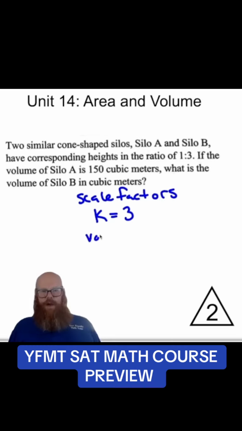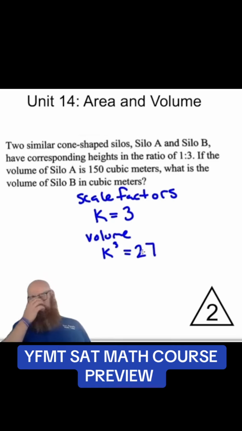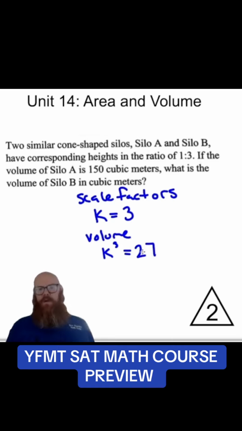Now, when you go to volume, the number that you're multiplying by is always going to be the scale factor cubed. If you were dealing with area, it would be the scale factor squared. So that means I'm dealing with 27. When I go from the volume of A to the volume of silo B, I'll be multiplying by 27, because to go from A to B, the height is getting multiplied by 3. The scale factor is 3. The volume gets multiplied by 27 because 3 cubed is 27.